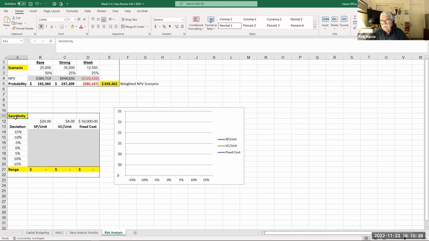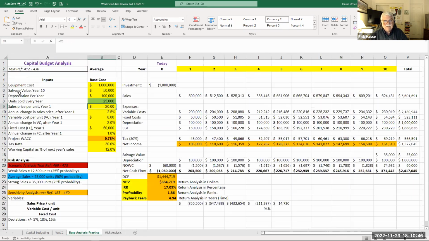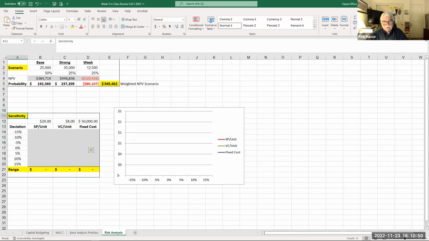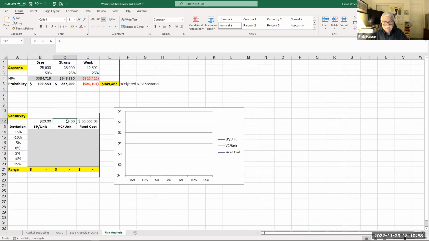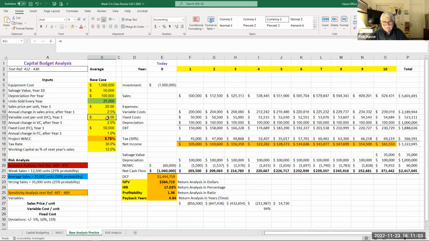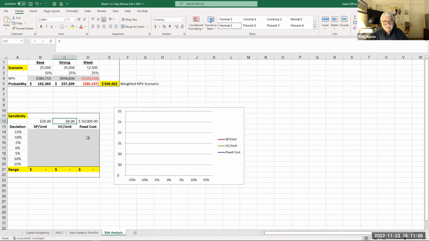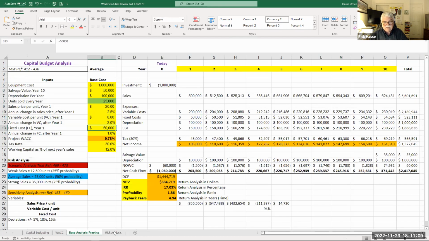Sensitivity analysis is two things. First of all, it takes key variables of your project. These are all the variables of the project, and it takes key variables, in this case, selling price per unit, which in our original base case is $20 a unit. It takes variable cost per unit, which in our original base case is $8 a unit. And it takes fixed cost, which in our base case is $50,000.